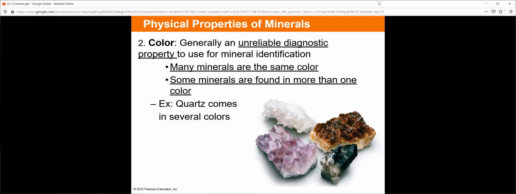Color is another principal physical property of a mineral. And this actually breaks the trend I just talked about. I said all the minerals kind of look like themselves. Color is an unreliable yet still definitive way to describe a mineral, in the sense that here we have four examples of quartz that all look very different but are all actually quartz.